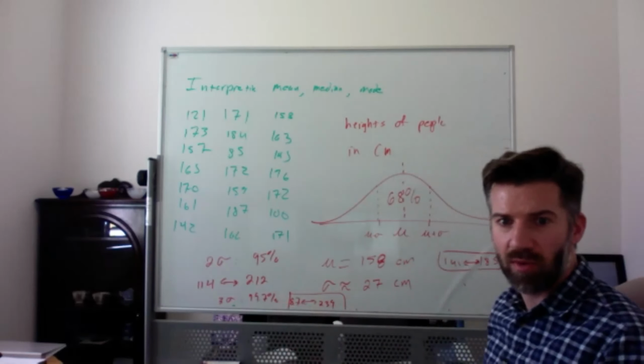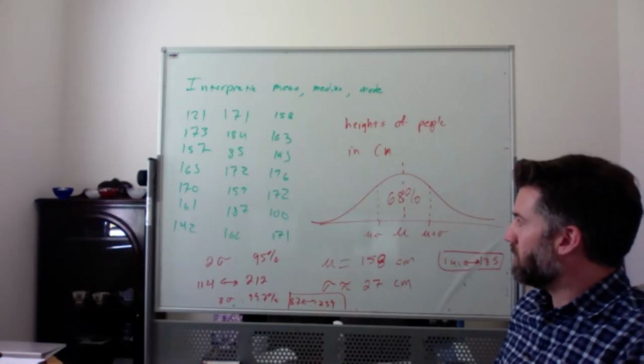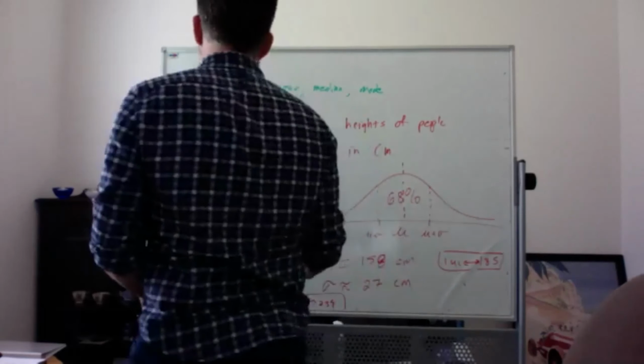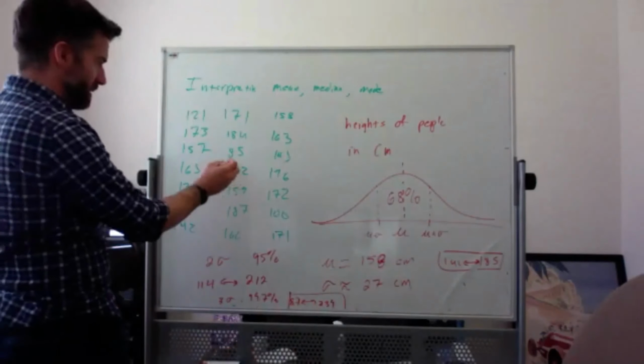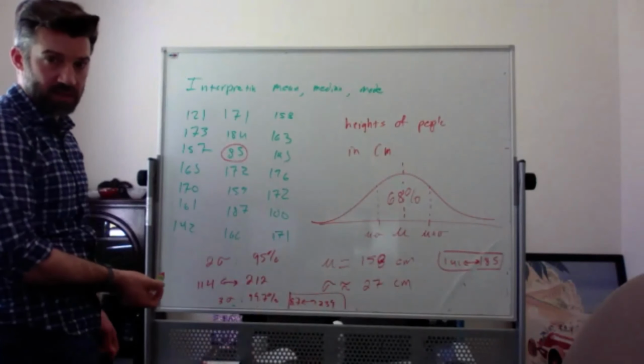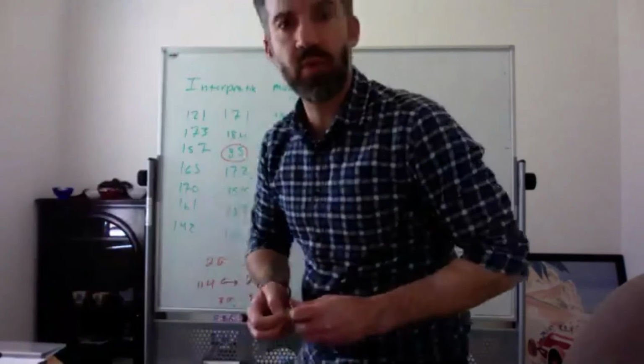Sorry if you guys can't see that super well. And that seems about right. I mean, there's definitely no data above 239, but there is one data point that's below 87. So this seems pretty reasonable.